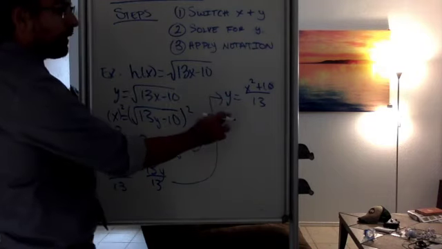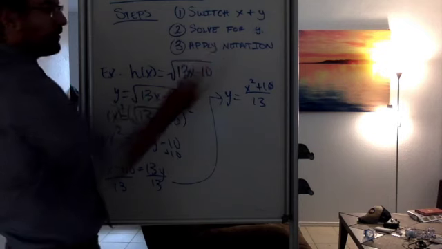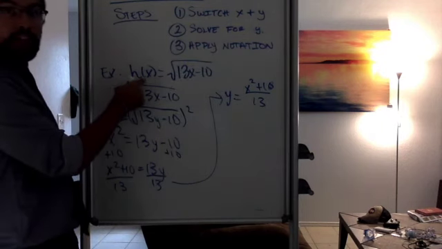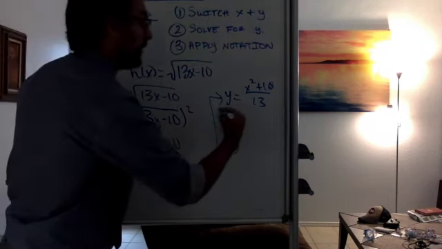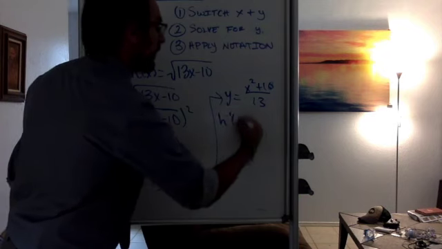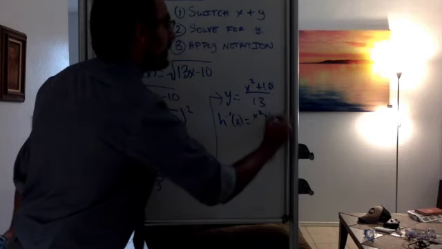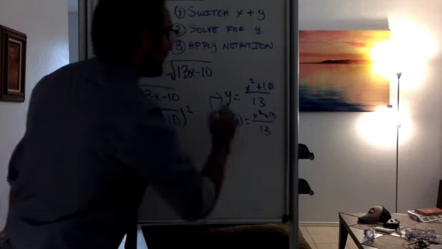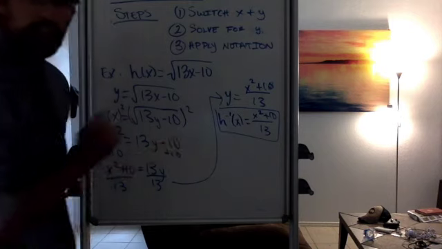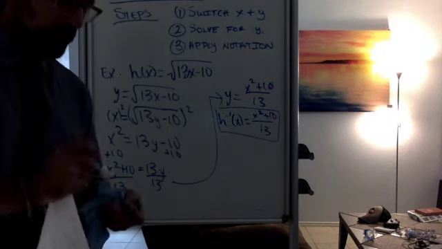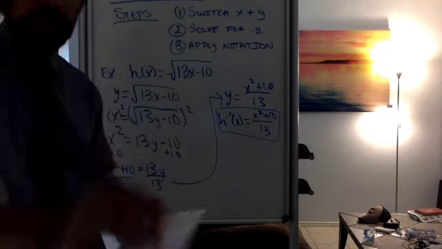But the last step, again, I want to make sure I use the appropriate notation. Since I started out with h of x, my appropriate notation would be h inverse of x, and I would write it as x squared plus 10 over 13. Nothing else changes. So that is how you would find the inverse of a function algebraically.